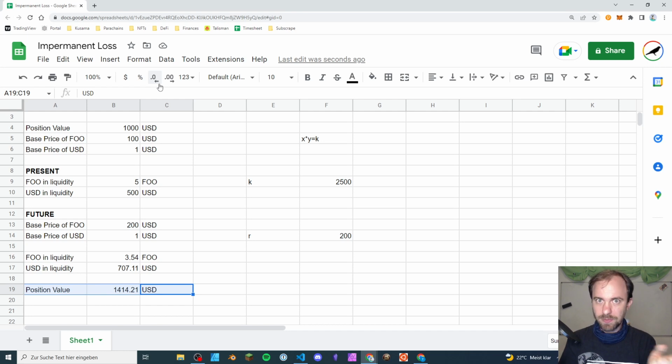Was it good? Was it bad? This is where we can compare the situation: what would be the value of our position if we just held? So let's say this is position value if in liquidity.